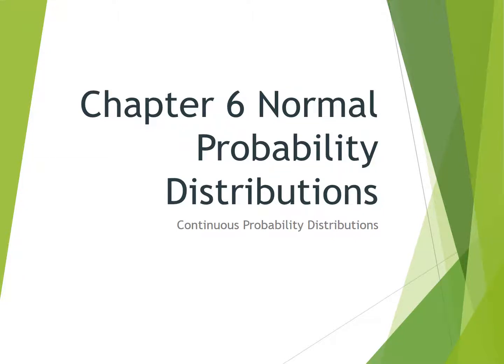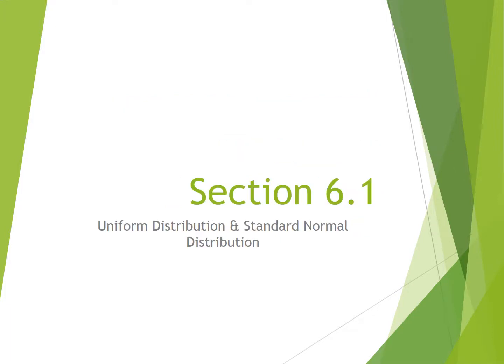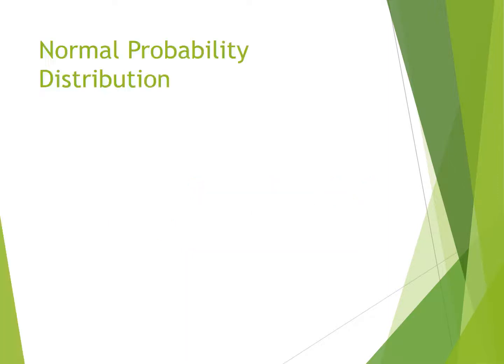Now we're going to look at continuous probability distributions, and there are two main distributions that we're going to look at. The first one we're going to see is the uniform distribution, and then more importantly, we're going to spend the rest of the time on the normal distribution.